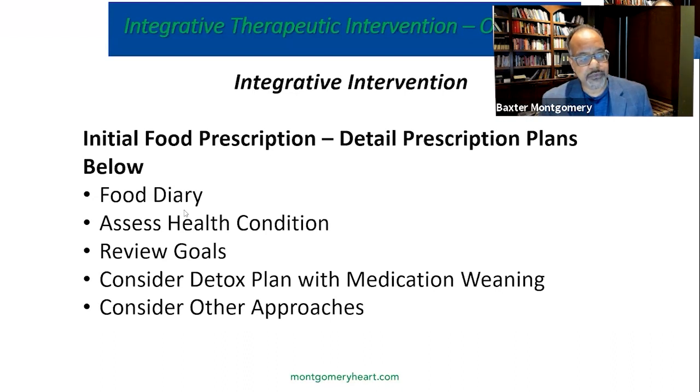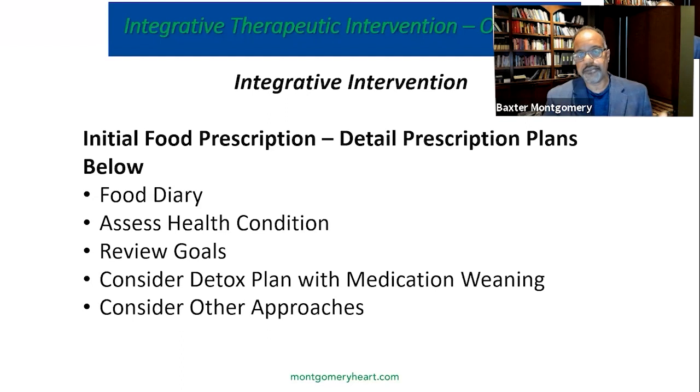So it's a food diary we take from the patient. And sometimes this is based on a 24, 36-hour recall. We will also review their health goals, what they're trying to achieve. Some people come in and we ask what brings you here today. They may say, well, I just want to lose weight, or I want to get off my medications.